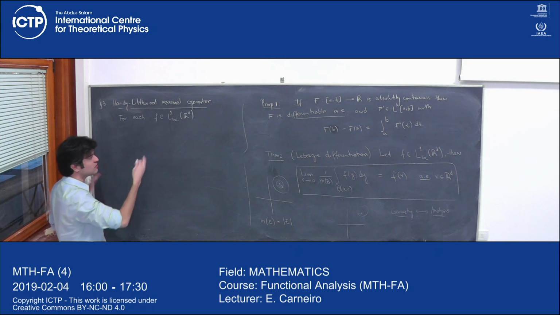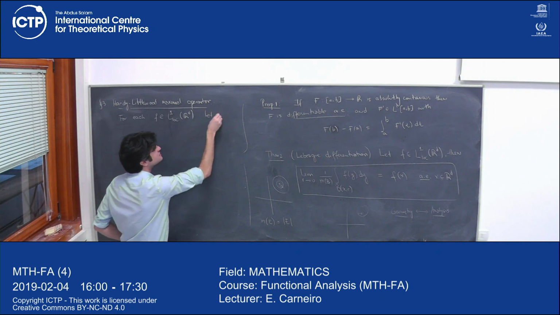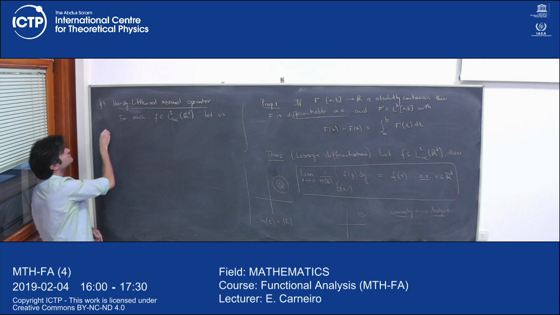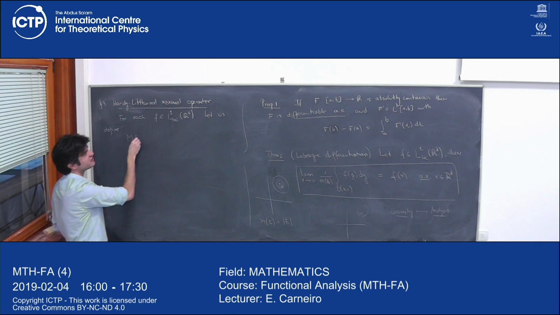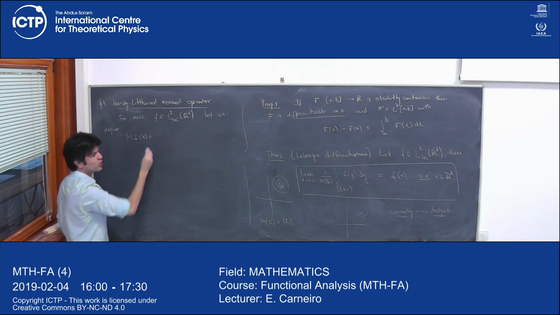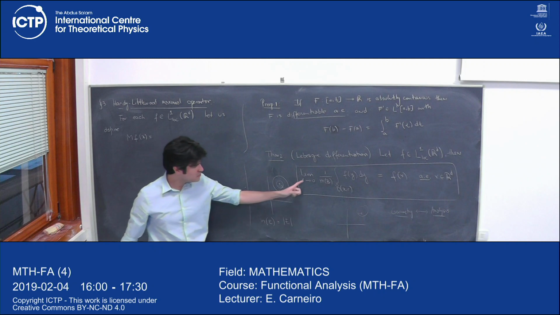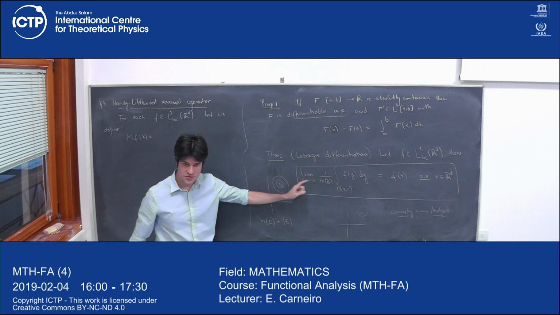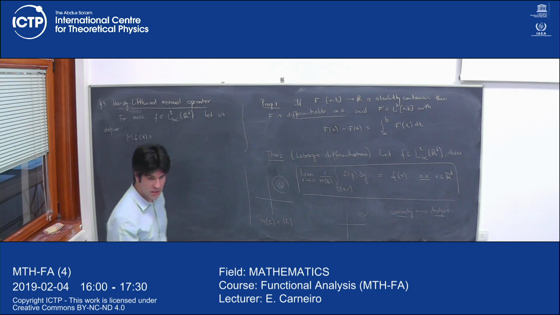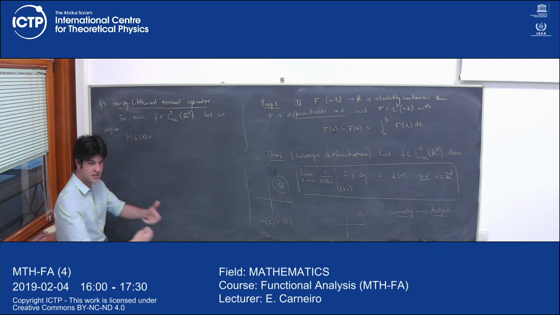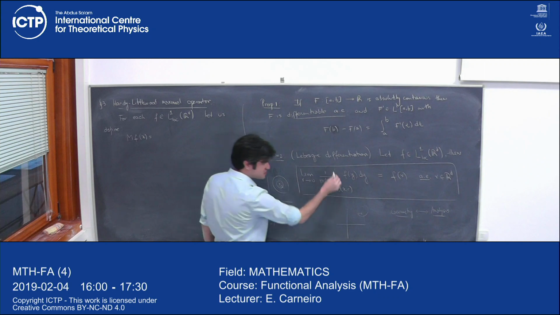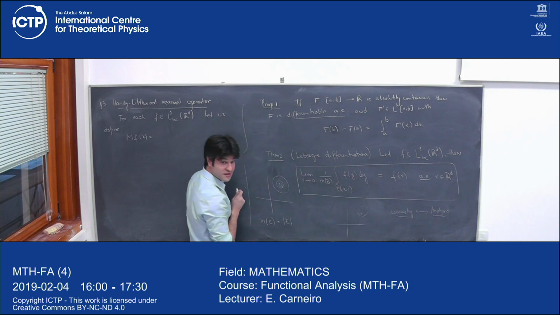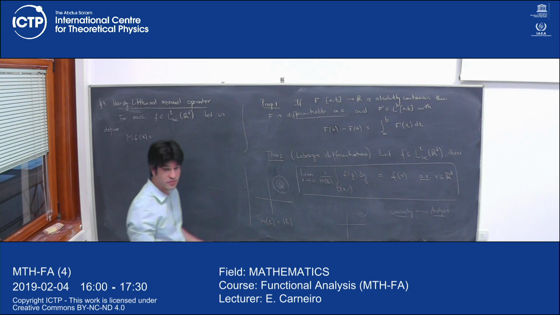For each f locally integrable, let us define an operator. I'm going to call M of f at the point x not the limit when r goes to 0, but the biggest possible of these averages, because these are averages over balls around x. I want to take the worst possible average.